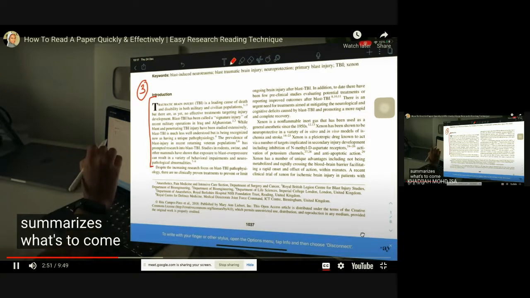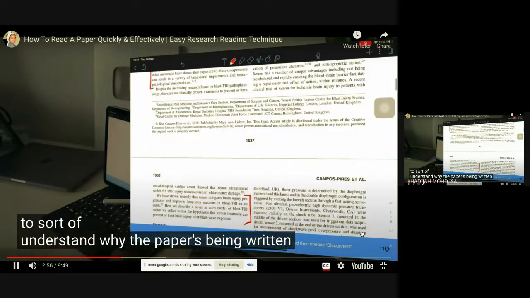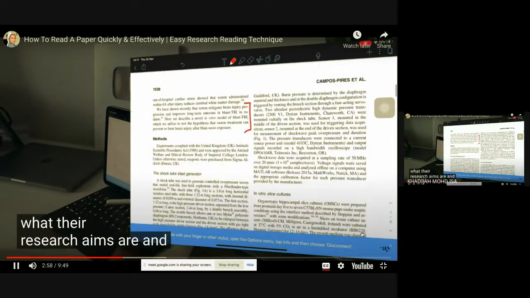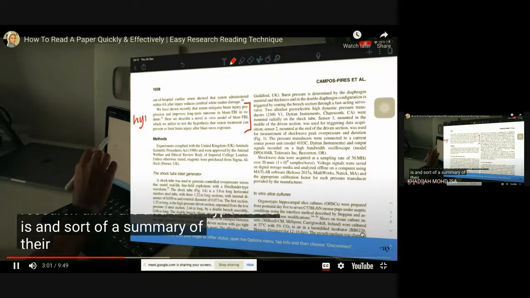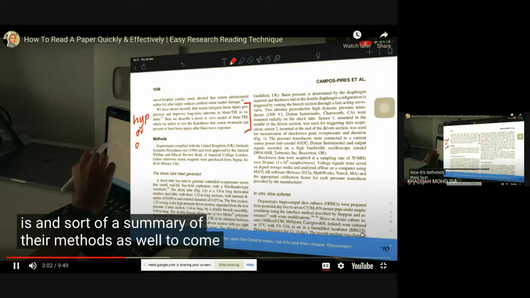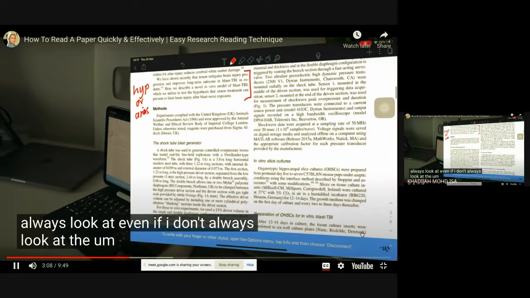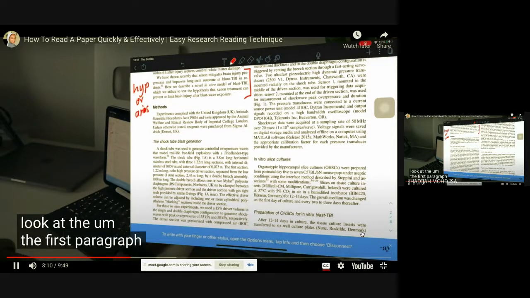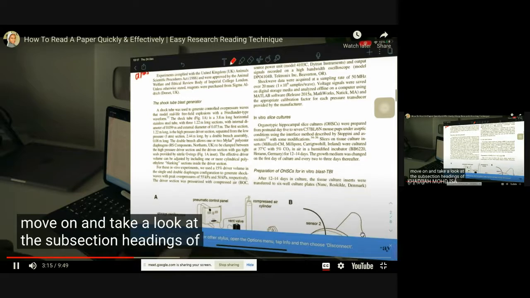And again, it allows you to understand why the paper is being written, what their research aims and hypothesis are, and a summary of their methods to come. It's quite nice. The last paragraph is something that I always look at, even if I don't always look at the first paragraph. You then want to move on and take a look at the subsection headings of the results.